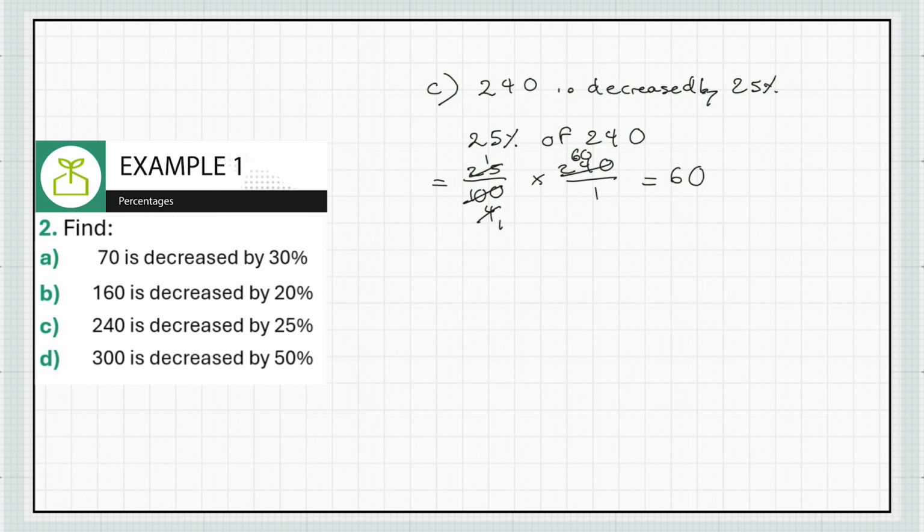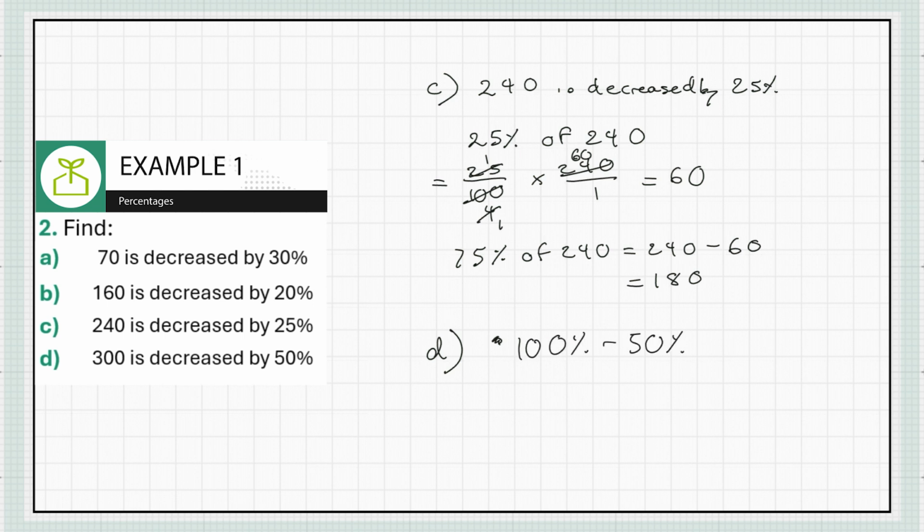Remember that we're taking this away, so 75% of 240 is going to be equal to 240 minus 60, which is equal to 180. Okay, let's look at D. So for D, we have 300 is decreased by 50%. So let's do the percentage first. So if I start out with 100% and I decrease by 50%, I'm taking away 50% from 100% and I'll be left with 50%.